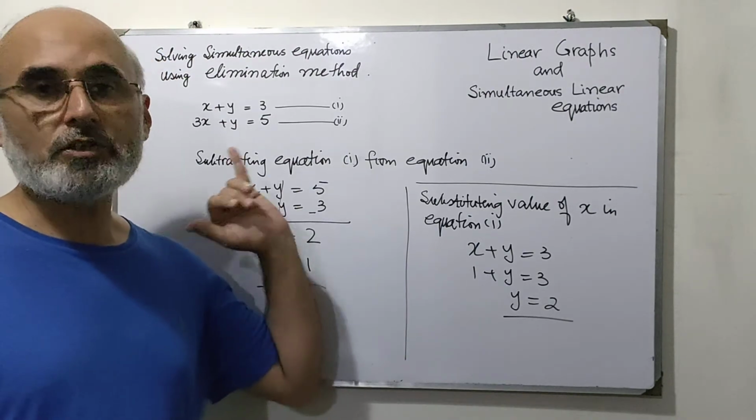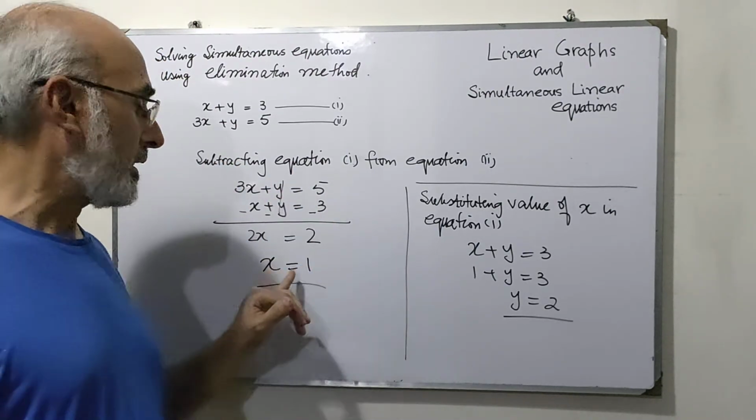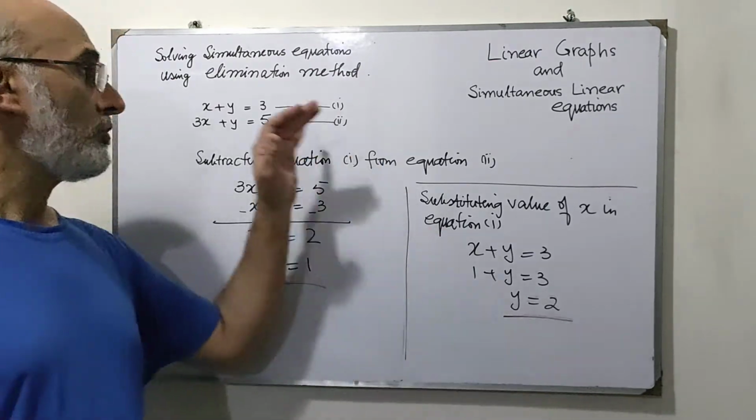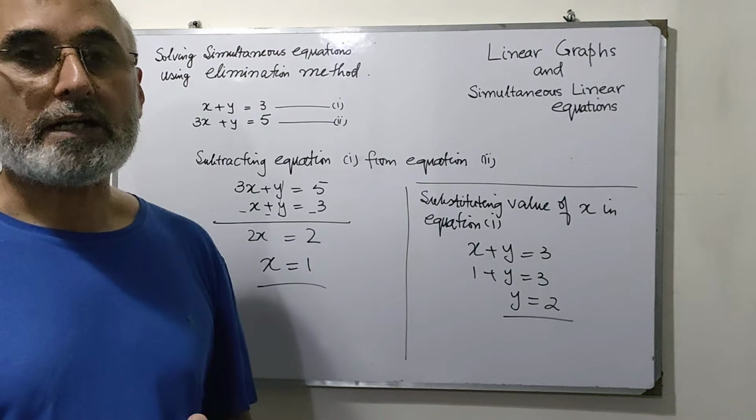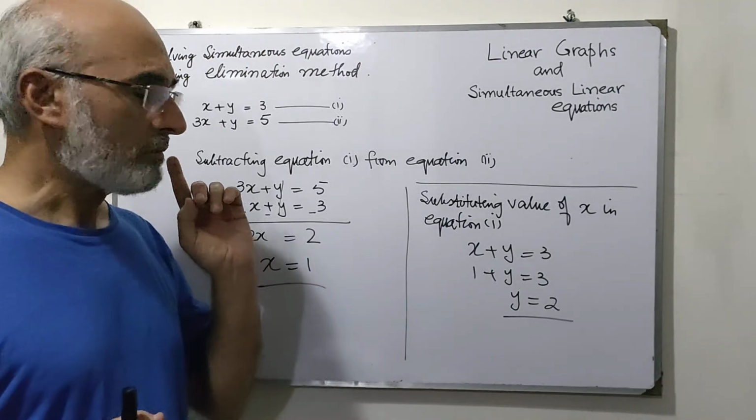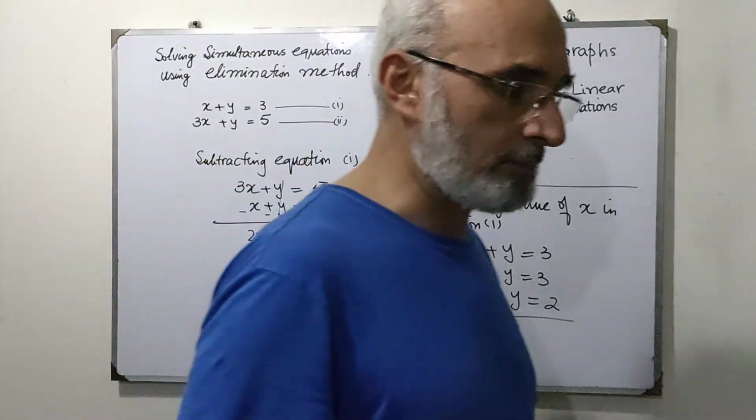We have already checked in the previous session that if we have x is equal to 1, y is equal to 2, we applied those solutions in these equations and the left hand side was equal to the right hand side. So let's do one more example for the elimination method.